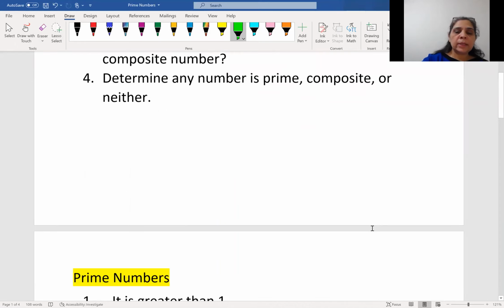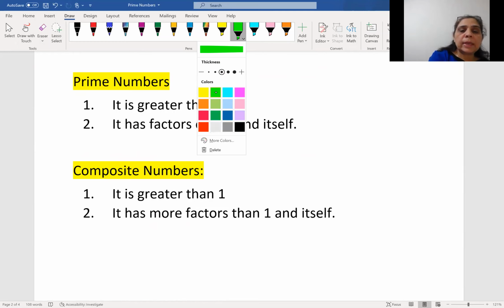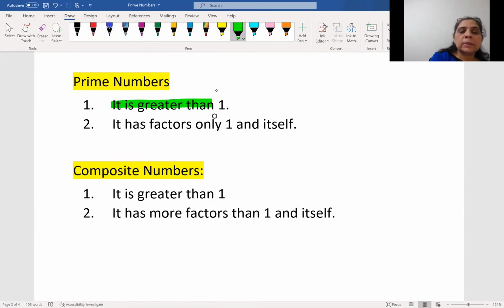Okay, so let's see, here we have the definition for prime numbers. A prime number must satisfy these two conditions. First, it must be greater than 1. And second, it has factors only 1 and itself. So if these two conditions are satisfied, that means it is a prime number.